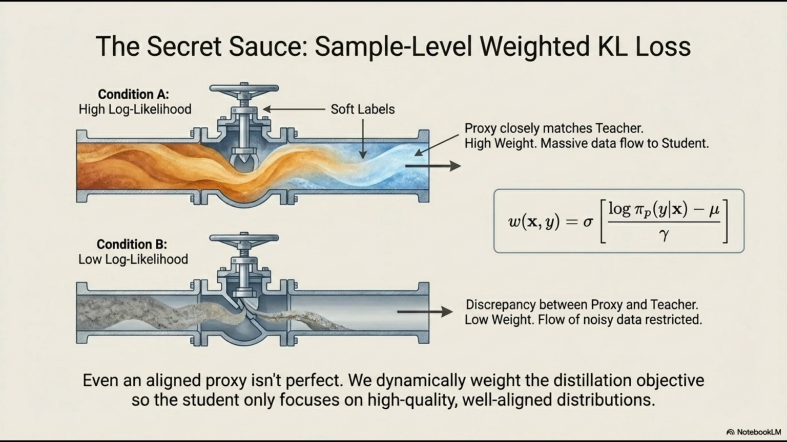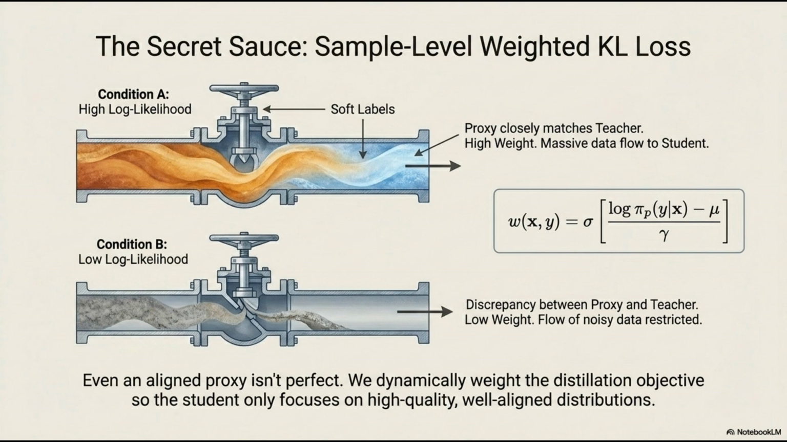And if it doesn't check out? If the proxy goes off the rails, if its internal probability distribution makes it mathematically unlikely to arrive at the teacher's actual answer, the system assigns a very low weight. So it effectively tells the student, ignore the substitute teacher's scratch pad for this one. They are babbling. Just memorize the genius professor's final hard label answer. Right. It seamlessly and dynamically blends white box and black box knowledge distillation on a sample-by-sample basis.